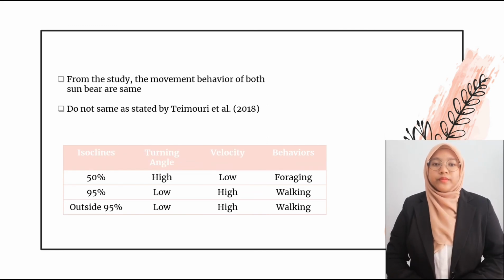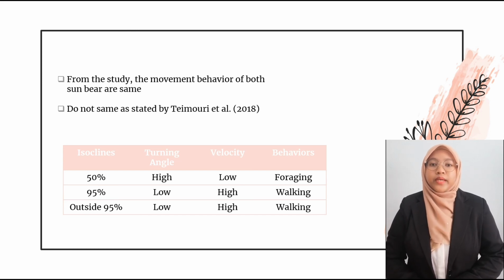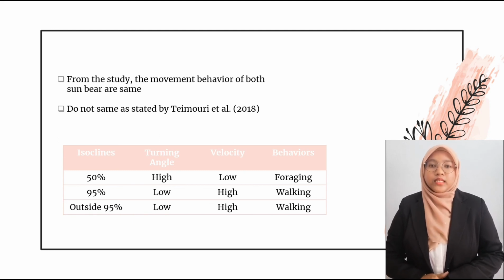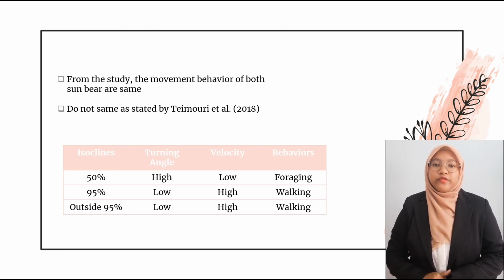However, the sun bear's movement behavior evaluated in this study is quite different from what was stated by Zamri. For Korean and Gube, the bear is in foraging behavior in the 50% isocline, while for the 95% isocline and outside 95% it is in walking behavior. The differences in movement behavior of both sun bears occur because the sun bears are not yet familiar with the new environment and the new habitat, since the sun bears were just released from captivity.